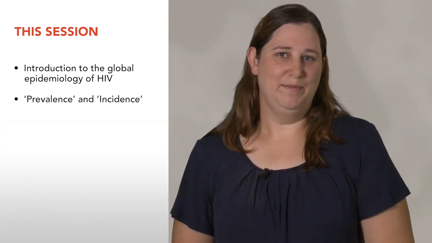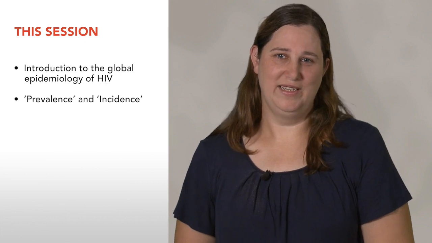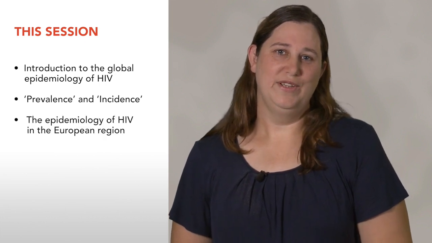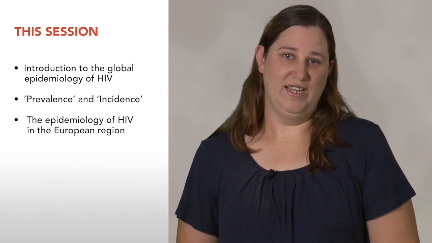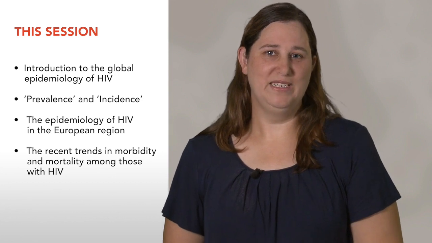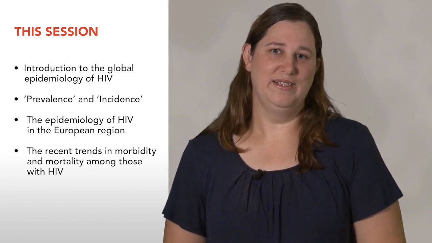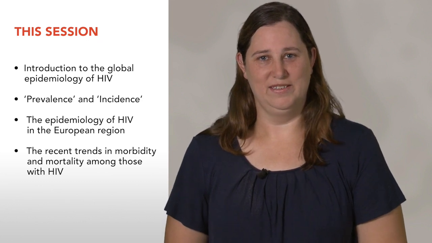In this talk, we will start by giving an introduction to the global epidemiology of HIV. We will then explain what we mean by the terms prevalence and incidence, and will explain the links between these two measurements. We will then describe in more detail the epidemiology of HIV in the European region, before finally describing recent trends in morbidity and mortality among those with HIV. This lecture is comprised of 3 parts.